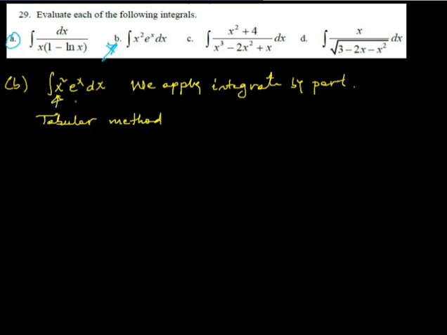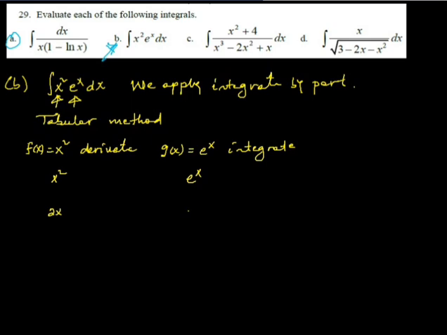We have this function and this function. You can assume f of x as x square, so we take the derivative of this function, and the other function g of x, which is e to the power of x, we integrate it. The derivative of x square is 2x. So we write x square and e to the power of x. The derivative of 2x is 2, and the integral of e to the power of x is e to the power of x. The derivative of 2 is 0, and e to the power of x integrates to itself.